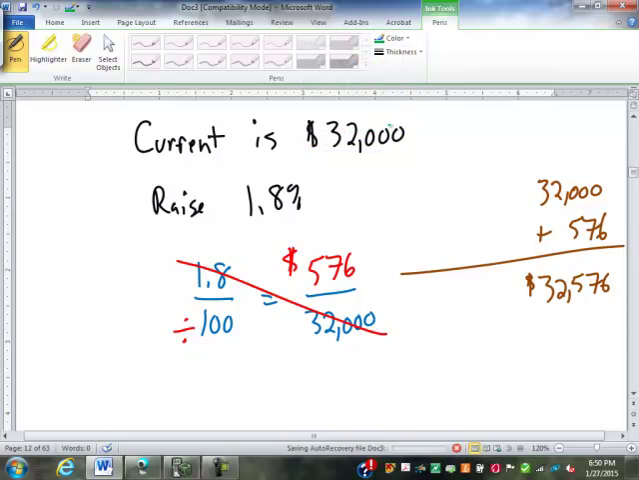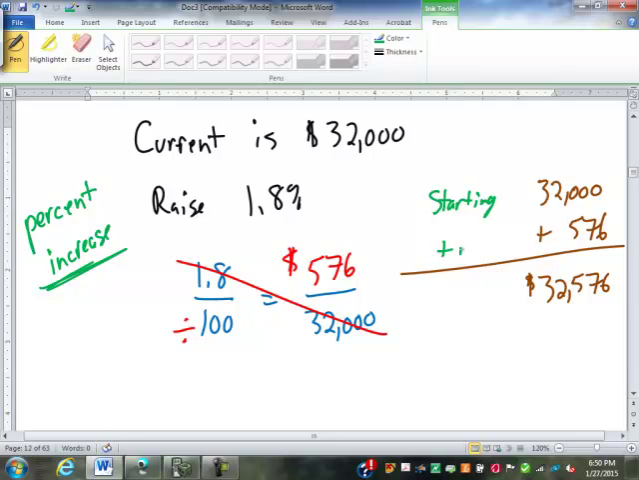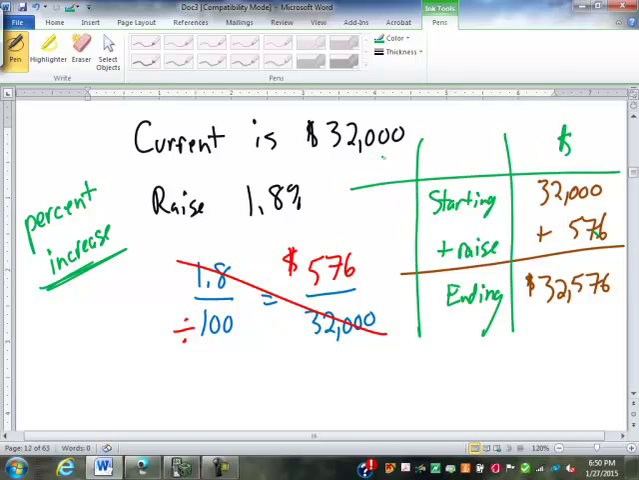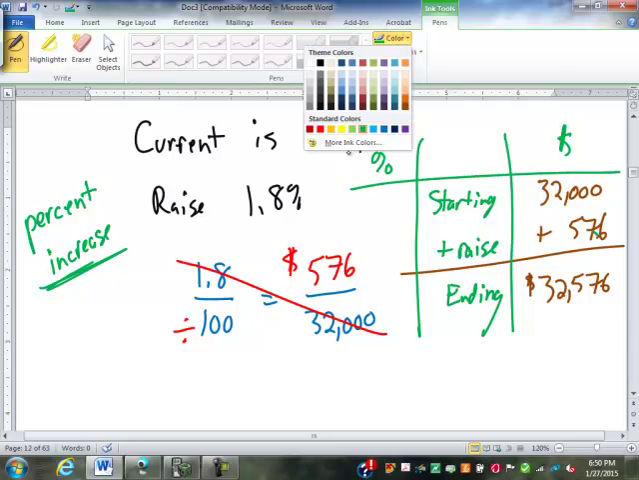This type of problem is actually what we were going to look at next anyway. It's called a percent increase problem. We started with a value and we want to increase it by a certain percent. So for here, what we had was our starting salary. We added our raise to that to get our new salary or ending salary. And we have the dollar amounts there that represent all of those numbers.